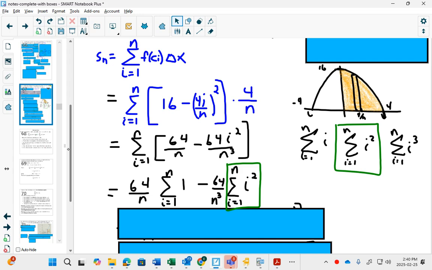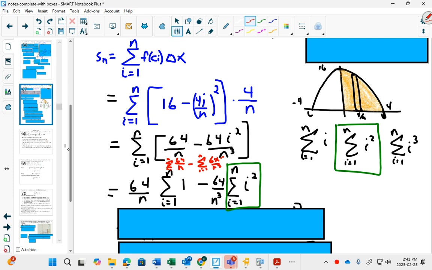I might be kind of fuzzy on the rules of the sum stuff, but if you take out 64 over n, and it's times the whole thing, don't you also have to take it away from 64i squared over n cubed? So technically what I did here first, imagine I had this sum, i equals 1 to n of 64 over n, minus the sum, i equals 1 to n of 64i squared over n cubed. Because it's adding and subtracting, you can do the sum of each of them separately.